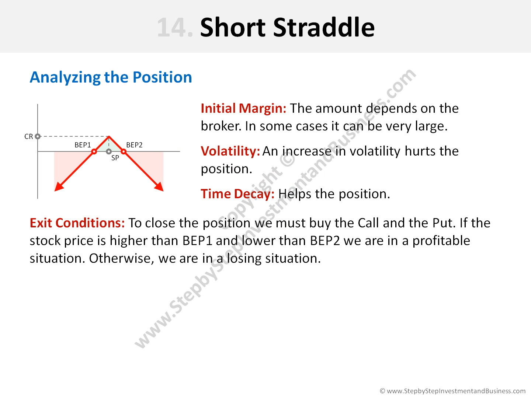Continuing with the analysis, the amount of initial margin depends on the broker. In some cases, it can be very large. An increase in volatility hurts the position. Time decay helps the position. With respect to exit conditions, to close the position, we must buy the call and the put. If the stock price is higher than break-even point 1 and lower than break-even point 2, we are in a profitable situation. Otherwise, we are in a losing situation.